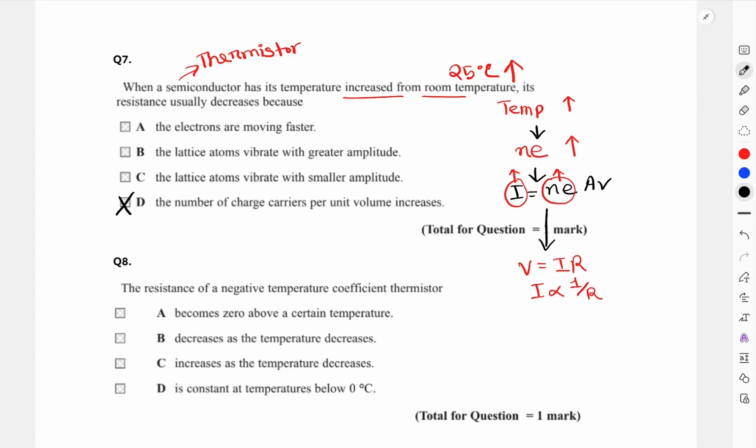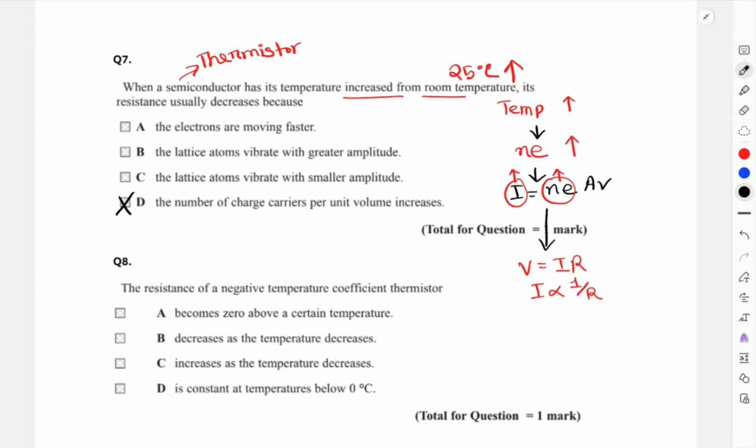Like for the filament lamp, right? Why, for the filament lamp, does an increase in temperature cause an increase in resistance? That would be because in a filament lamp, increase in temperature increases the drift velocity. If drift velocity increases, wait, am I wrong? Sorry. The electrons are moving faster. No, the number of atoms. Yeah, sorry.